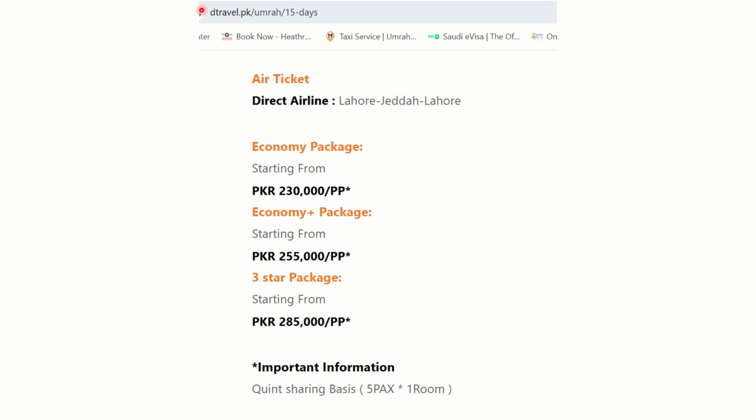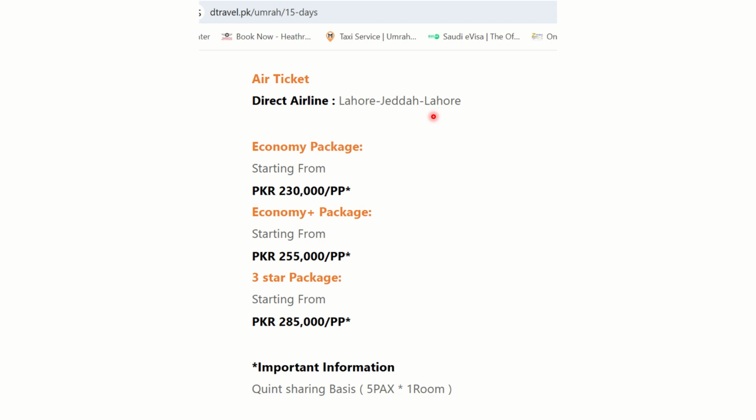Now, I also just wanted to look at a Pakistani website. I found this website, no affiliation with it, and I found this package. It's 285 per person. They are charging that for a 3-star package, and they are also providing the flight, the visa, I think, and accommodation.